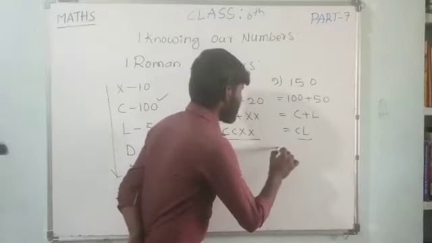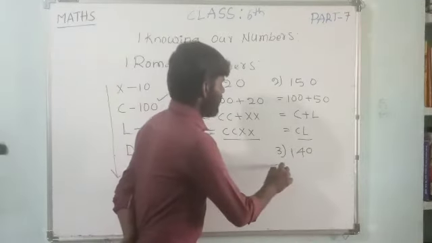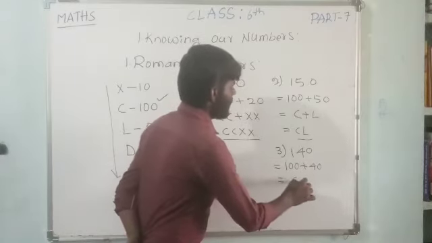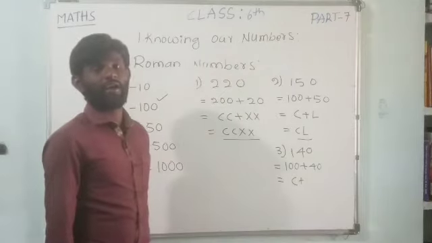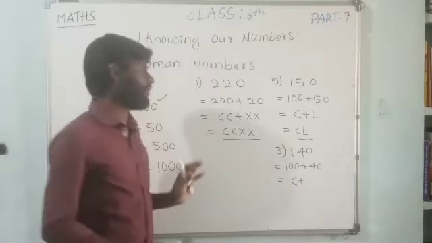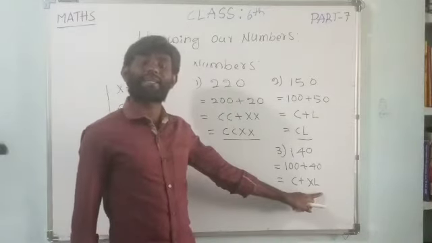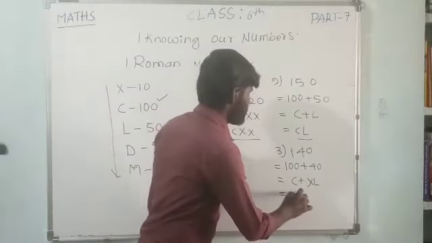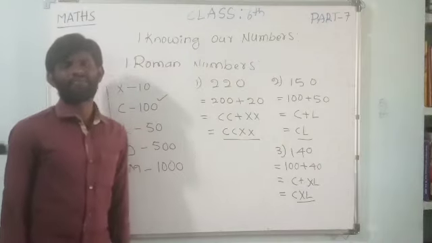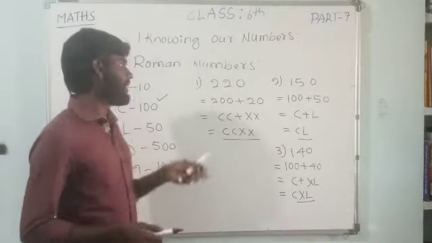Then they can ask, for example 3, write 140. I can write this as 100 plus 40. 100 means C. For 40, don't write it as XXXX. You have to write it as XL. XL means 40. Now we can write CXL. CXL is 140. Whatever numbers they give you, dear students, you have to write neatly like this. Then you will become perfect.